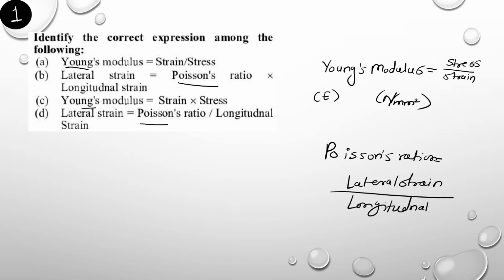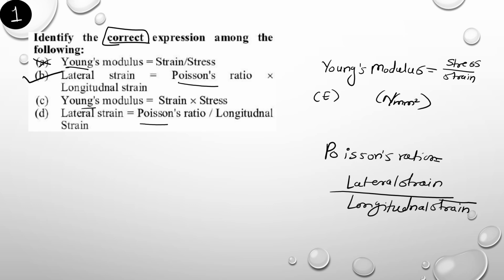By observing both of the formulas, we will decide which option is correct. Here they ask for the correct option. First, Young's modulus is equal to strain by stress. Here stress by strain is correct, so the first option is not correct. Second, lateral strain is equal to Poisson's ratio into longitudinal strain. If we take the denominator term to this side and multiply the longitudinal strain with Poisson's ratio, then the answer equals lateral strain. So the second option is correct.